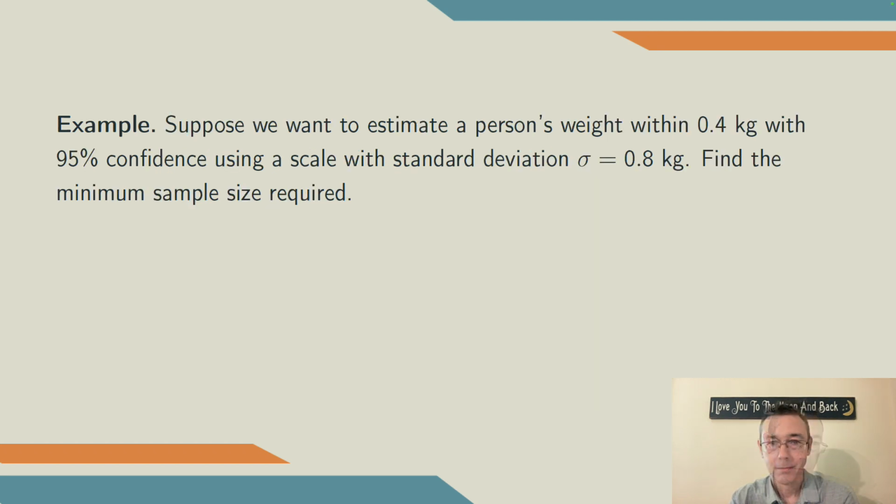Here's one more example for you to try. I recommend pausing the video, working through this problem, then unpausing it and seeing my solution. Suppose we want to estimate a person's weight within 0.4 kilograms using a 95% confidence level and a scale with a standard deviation of 0.8 kilograms. Find the minimum sample size required.